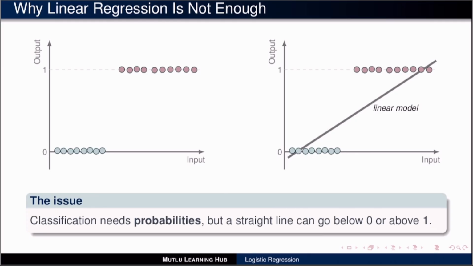Let's see what happens if we try to use linear regression. We have two classes, 0 and 1, and we try to fit a straight line. But here is the problem. A straight line does not respect probabilities. It can go below 0 or above 1, and probabilities must always stay between 0 and 1. So this approach breaks down.